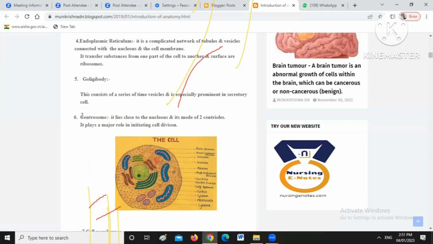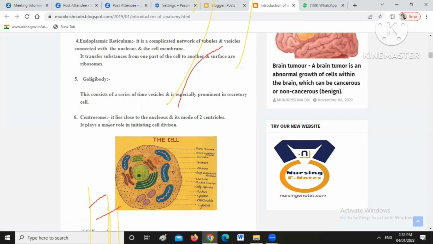Another part is the centrosome. Centrosome lies close to the nucleus and is made of two centrioles, two parts, one and two. It plays a major role in initiating cell division. See, these are the centrosomes in green color.